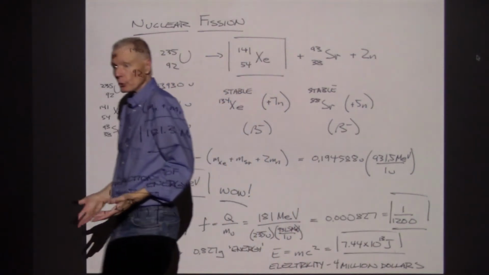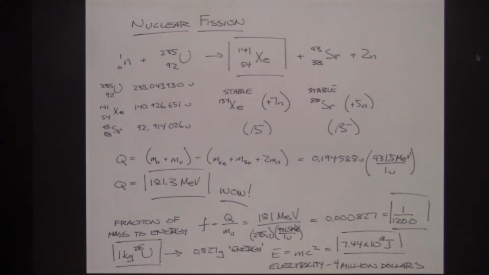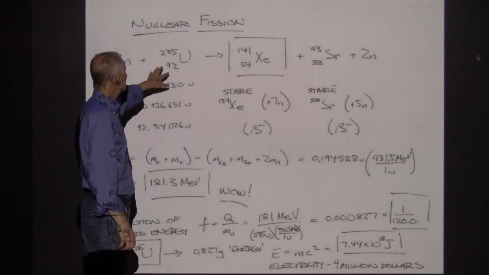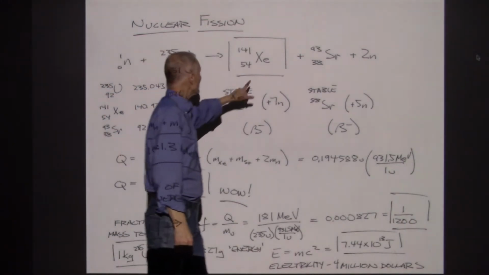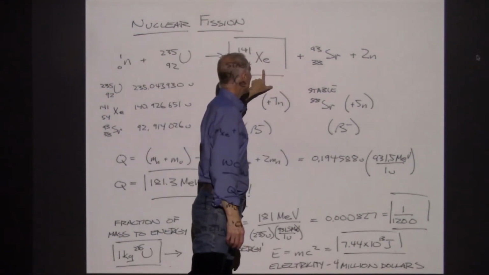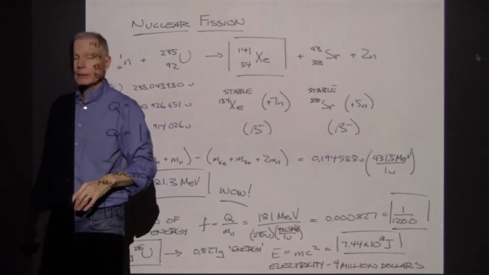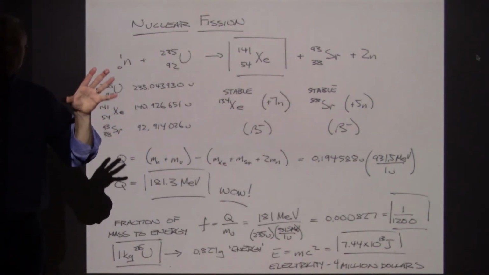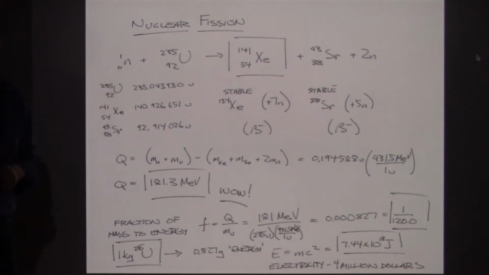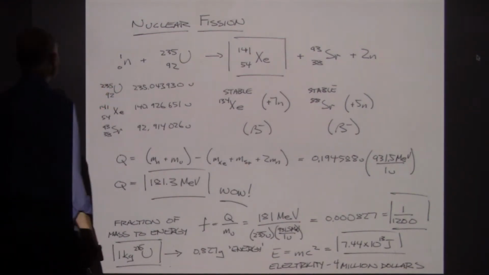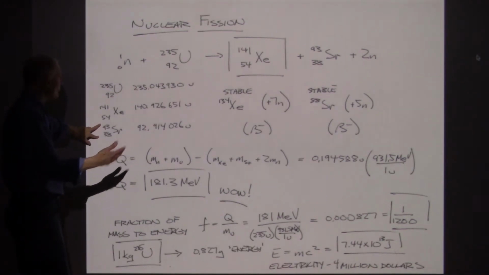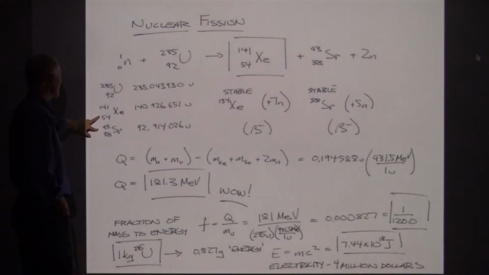Now let's go in and calculate Q. So this is what's considered fission. And again, what sets fission apart is that these pieces that are coming out are both pretty substantial. They're not helium nuclei. They're big isotopes of relatively heavy elements. So here are the masses. I looked these up, or they were given to me in the problem.